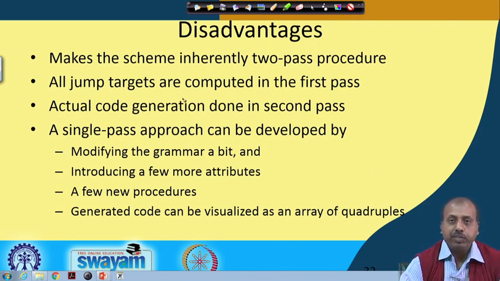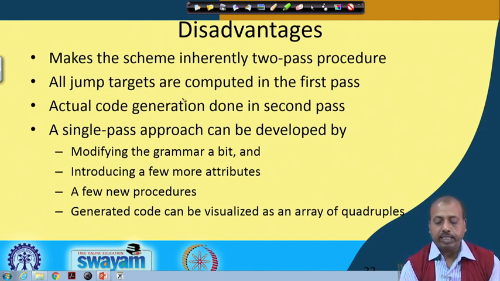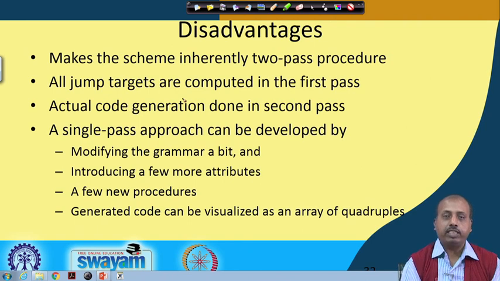So, there is a modification to the grammar, so that we can make it a single pass approach. The single pass approach can be developed by modifying the grammar a bit and introducing a few more attributes. Okay. So, a few new procedures, and the generated code can be visualized as an array of quadruples. So, some corrections can be carried out in the code that is generated. Basically, when the jump targets become known, then only we can tell the address.